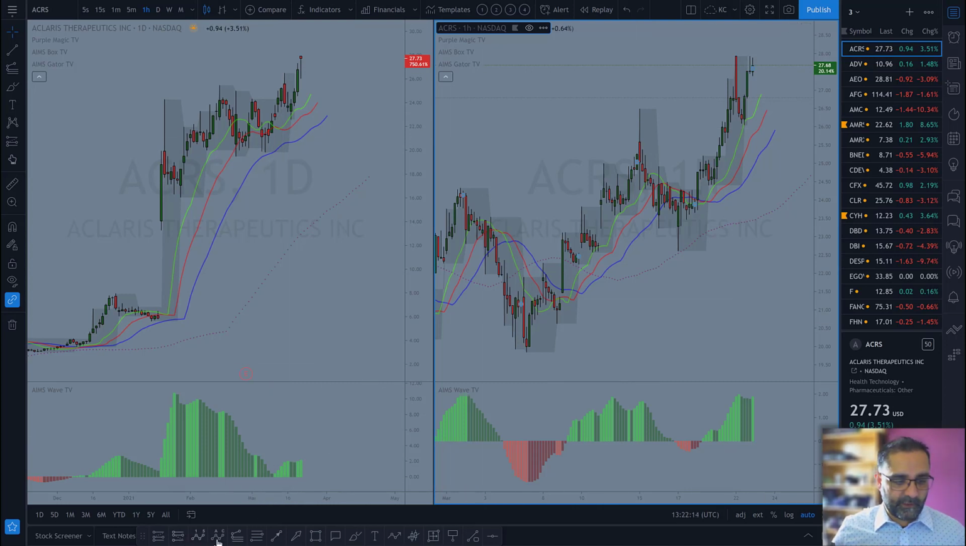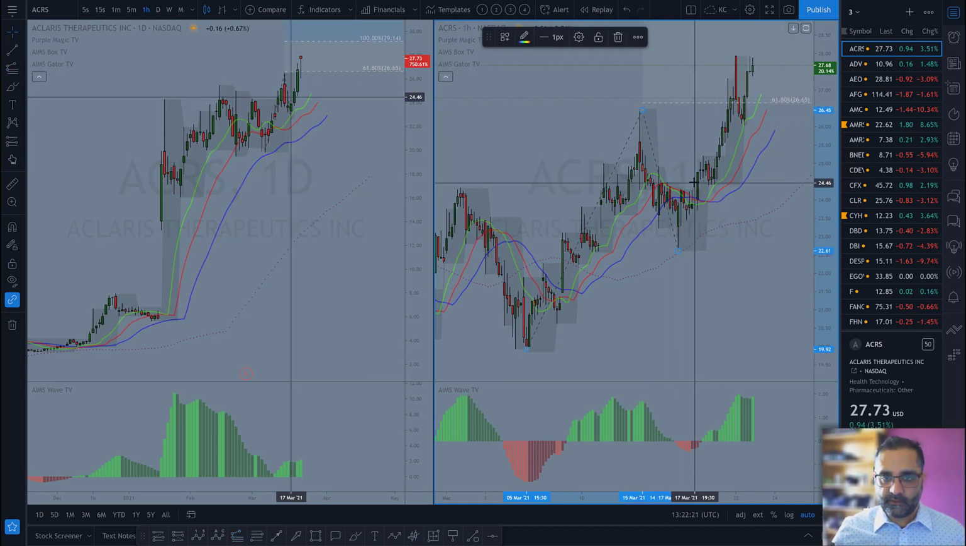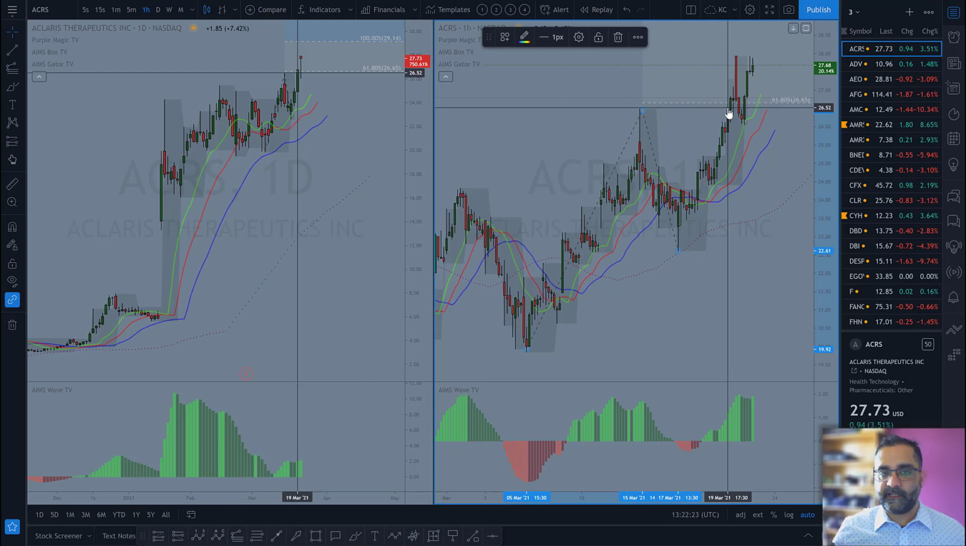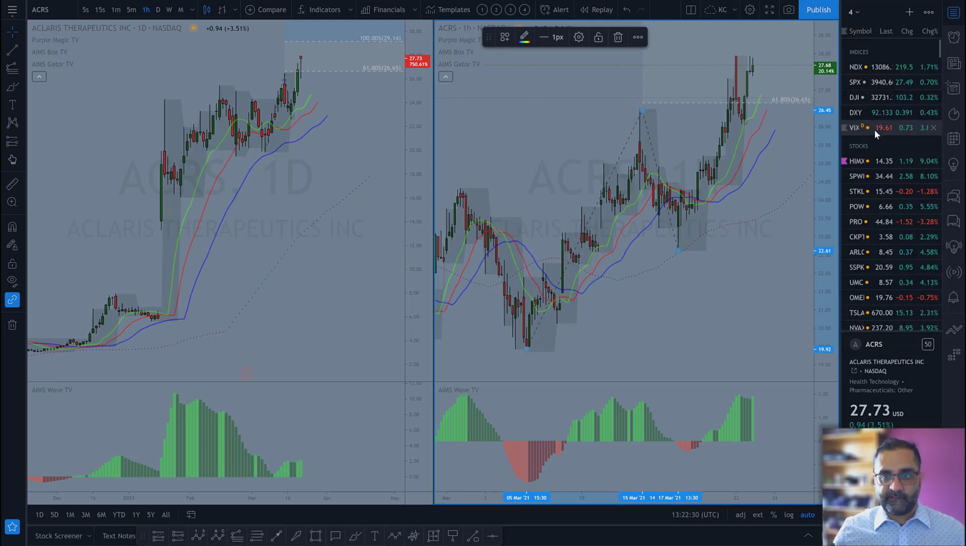Where is my target point? My target point was, because this is the start of 3, this is the target point. So we went long here and the target point was there. Beautiful trade done. Now to trade wave 4, wave 5 of the daily chart, I would go to the daily chart.